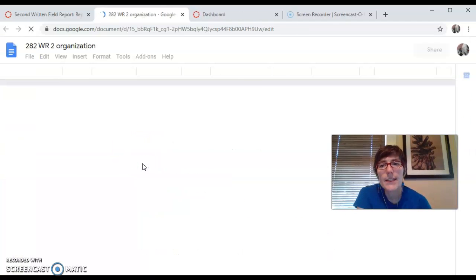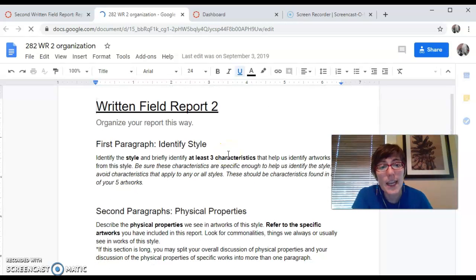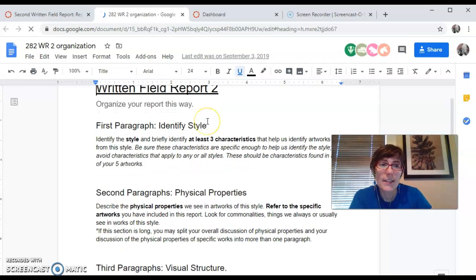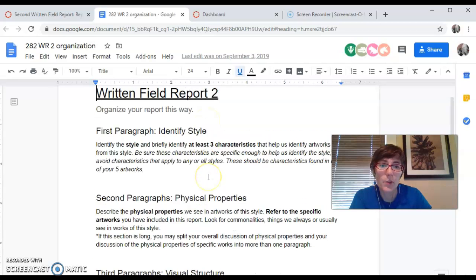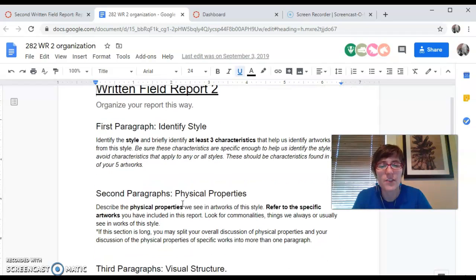All right, so you can see the assignment specifications here, but the one I always like to direct you to is the organization. So notice that you've got the same paragraph order as in written field report 1. So the idea is that you're able to work with it the same sort of way. So first paragraph, you're going to identify the style. You're going to identify at least 3 characteristics, something that is particular to this style, and not something that just applies to a lot of styles.